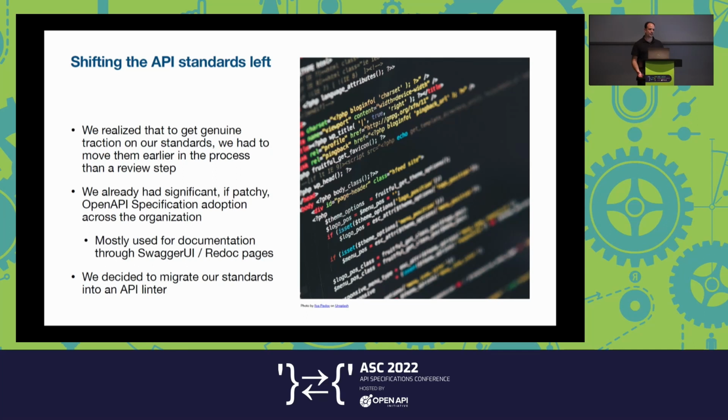So what we realized was, and back to the title of the talk, we had to start shifting everything left. We couldn't wait for people to conduct API reviews. We had to get engagement early on. And we were lucky that we had decent patches of OpenAPI spec throughout the organization. I think most of our organization saw OpenAPI spec as a tool for documentation, a lot of Swagger UI, a lot of Redoc community. And so we said, well, we've got the OpenAPI specs, that gives us another point to be able to engage. And so we decided to migrate our standards into Alinta.